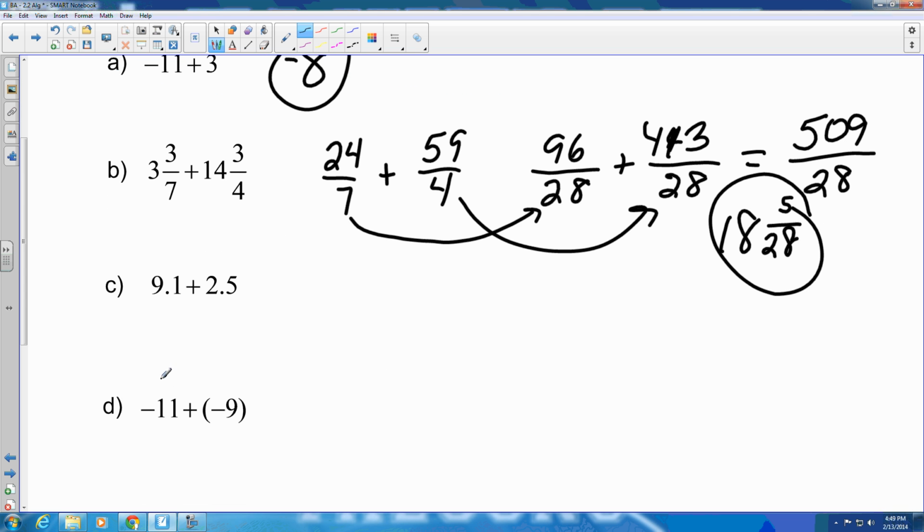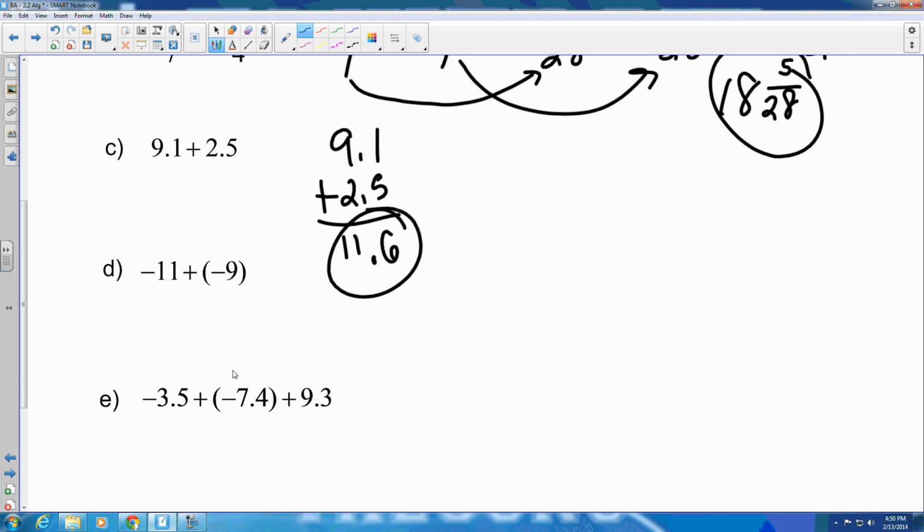Okay? Looking at C, we've introduced some decimals in here. So we have to make sure that when we add them together, the 9.1 and the 2.5, the decimals match up, and you just add them accordingly. This would be 6. Drop down the decimal point, and you get 11.6. And then the last one, or D, I'm sorry, both of those are the same sign. They're both negative, so you know at the end of the day it's going to be a negative number. You add their absolute values, and you come up with negative 20.